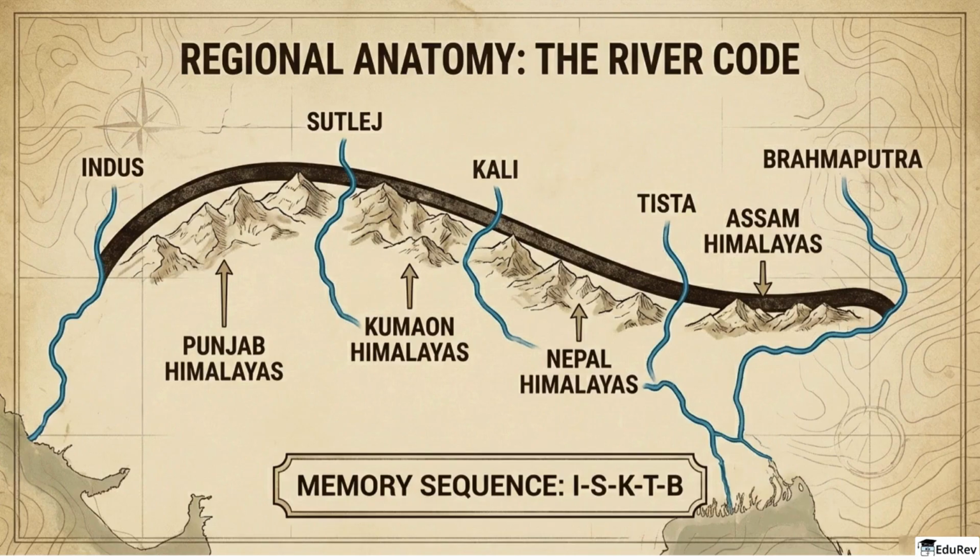Now switch to west to east regional division. River boundaries: Indus, Satluj, Kali, Tista, Brahmaputra. Using these rivers, regions become Punjab, Kumaon, Nepal, Assam Himalayas. Memory code: ISKTB. Students know names but cannot place them west to east. Always revise geography in sequence, not isolated chunks.